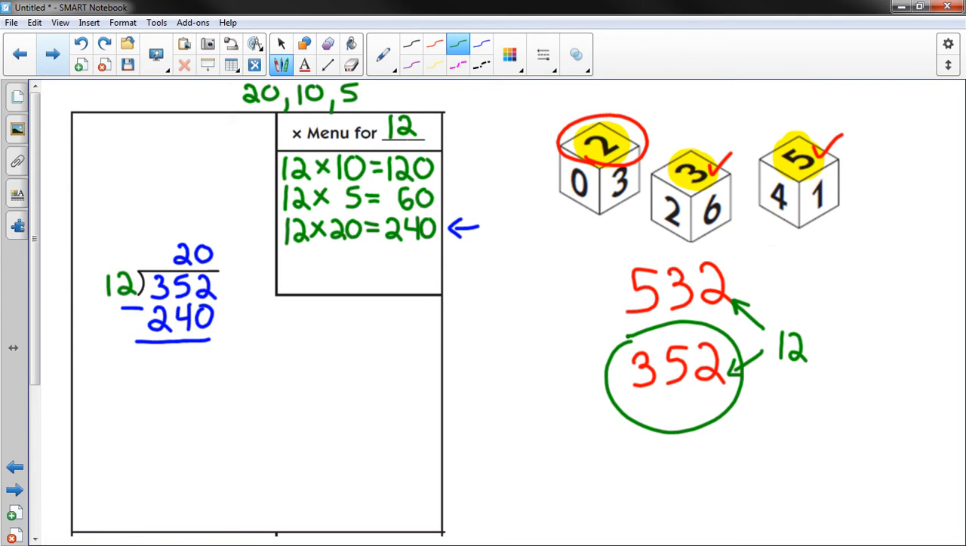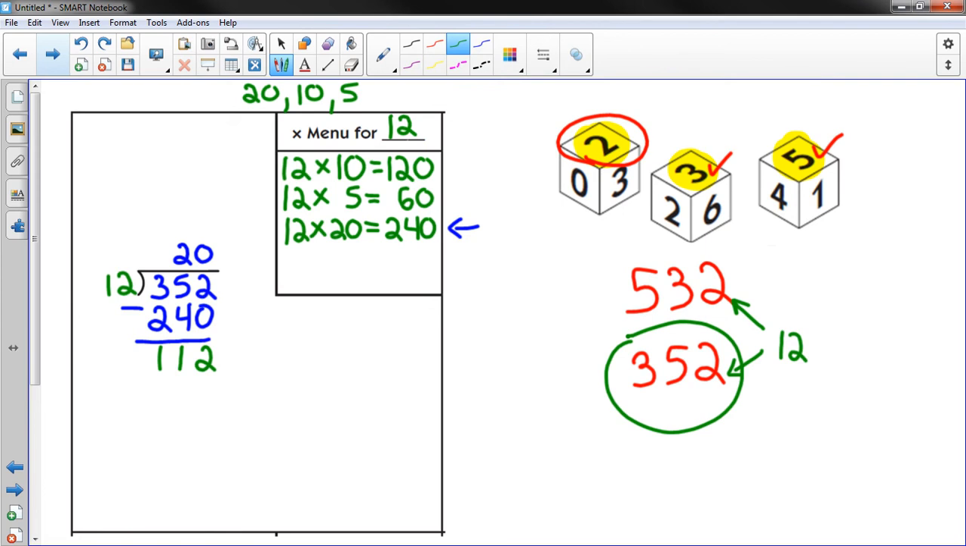And I have to subtract. So 2 minus 0 is 2. 5 minus 4 is 1. And 3 minus 2 is 1. Alright. Now I have to see how many 12s can go into 112.